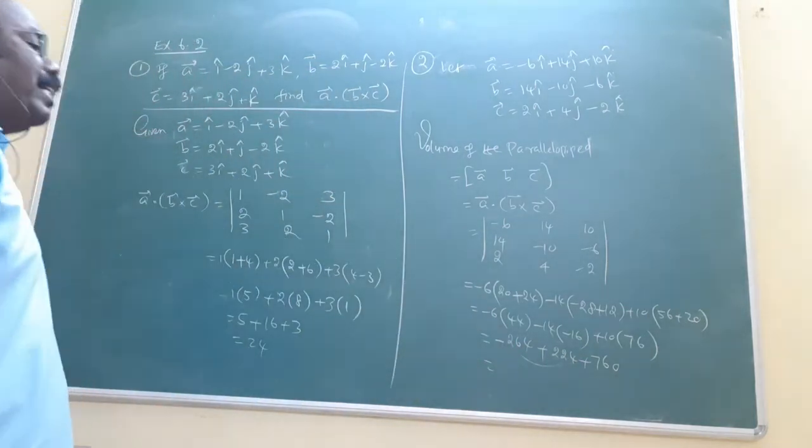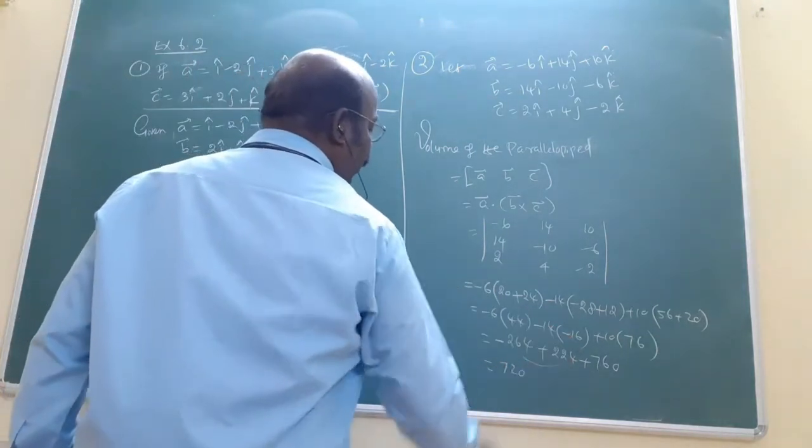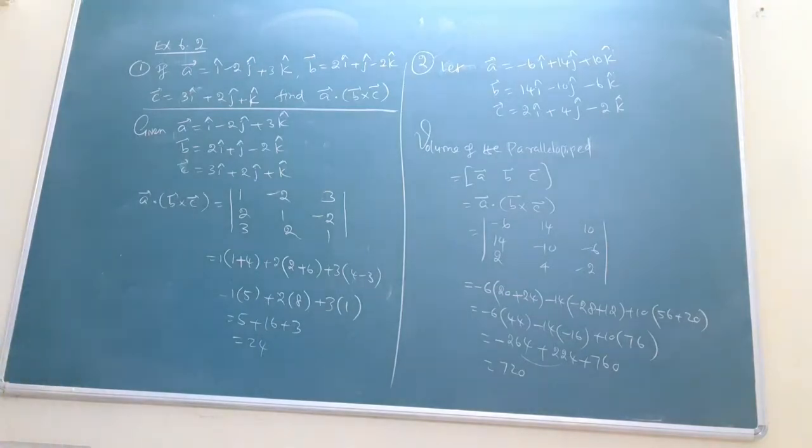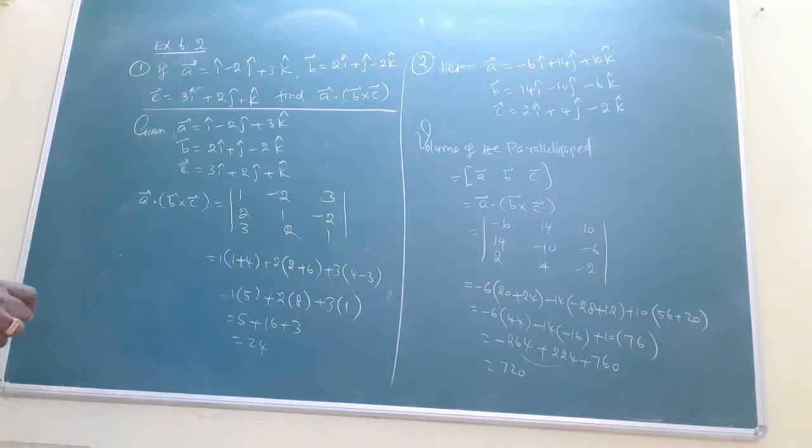Actually, minus 40 plus 760, that is 720. This is the answer. Suppose a negative comes in, the volume cannot be negative. Avoid the negative sign and write only the positive answer. But if by chance only positive is there, that is the answer. Very simple concept.